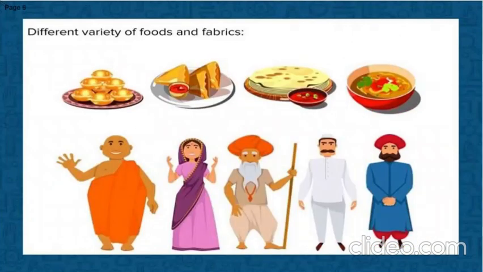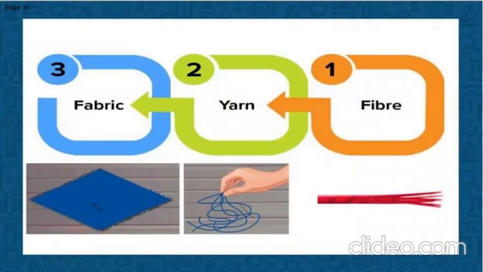So we know that there are a variety of foods. We have so many different types from each part of our country, isn't it? Similarly, there are different types of fibers and fabrics also. So first we have a fiber. Fibers are nothing but the threads, the basic unit. Then they're converted, properly stretched and designed, into yarn. And many yarns come together and make the fabric. And that fabric makes the cloth.